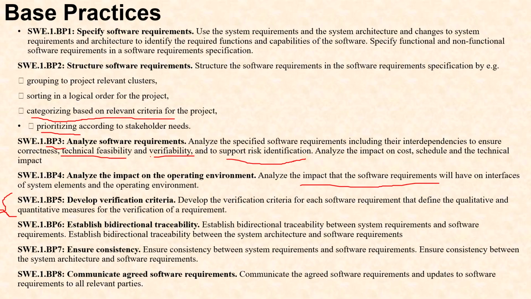Next comes the base practice 6. Now this is again very important, bidirectional traceability. As I already said, this traceability is important because you need to understand if at all anything goes wrong, which exact aspect can be traced back to. Next comes ensure consistency: ensure consistency between system requirements and software requirements, and communicate agreed software requirements.